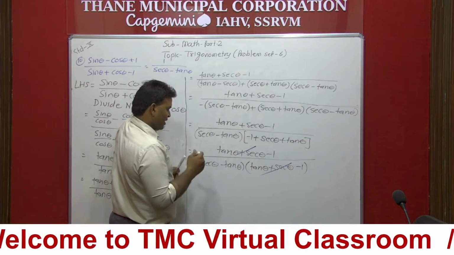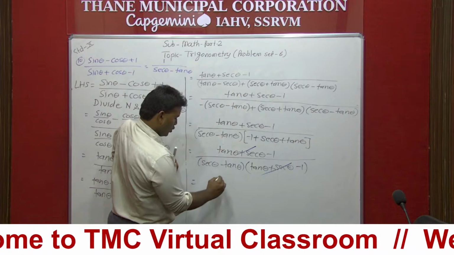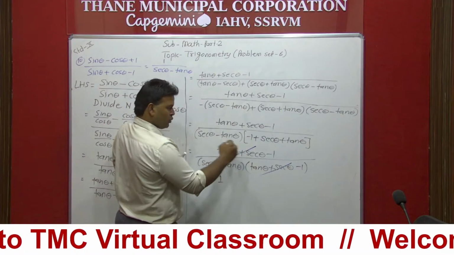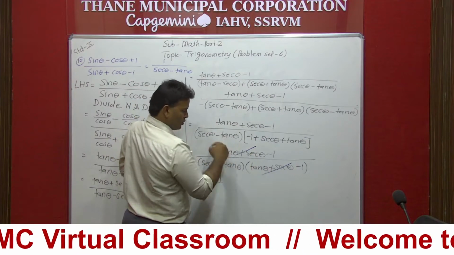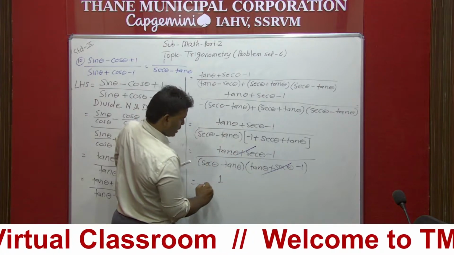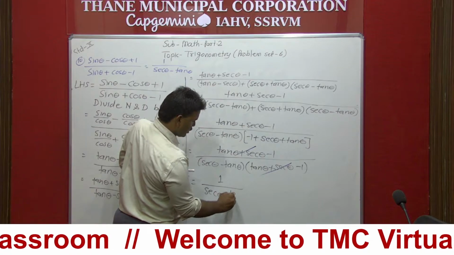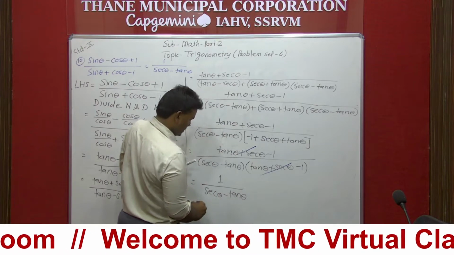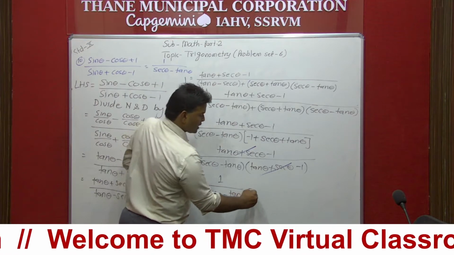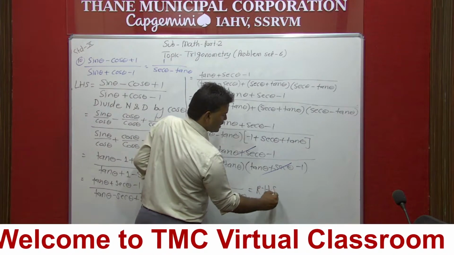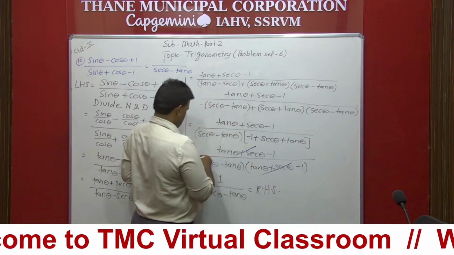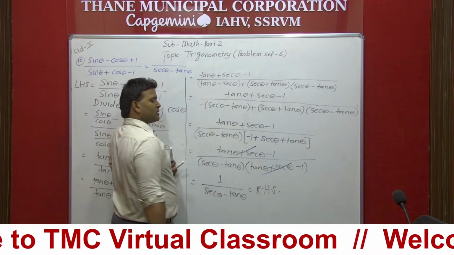So what will I be left with? I will be left with finally 1 upon, this is 1, so we will have 1 here. So 1 upon what? Sec theta minus tan theta, and this is our right hand side. Here this is the proof, this proof is completed.